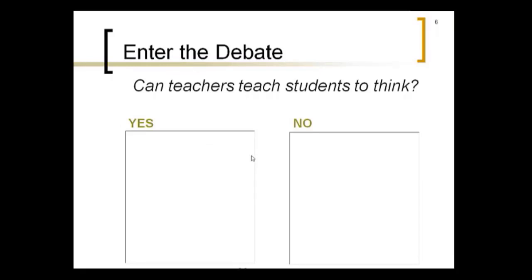All right, now when we talk about cognitive psychology, we're thinking about mental processes. Of course, the first mental process that comes to mind is thinking. So we're going to be talking about different types of thinking. And before we do, there's a question here: can teachers teach their students to think? This is a tricky question.